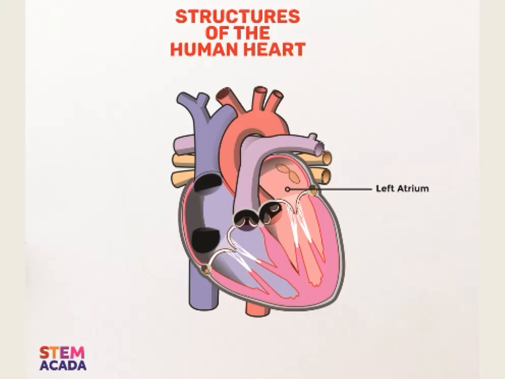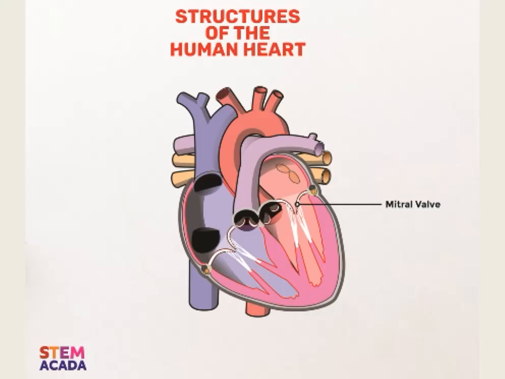Next is the left atrium. The left atrium is one of the four chambers of the heart. It is located on the left side of the heart. The left atrium is responsible for receiving oxygen-rich blood from the lungs and pumping it into the left ventricle.